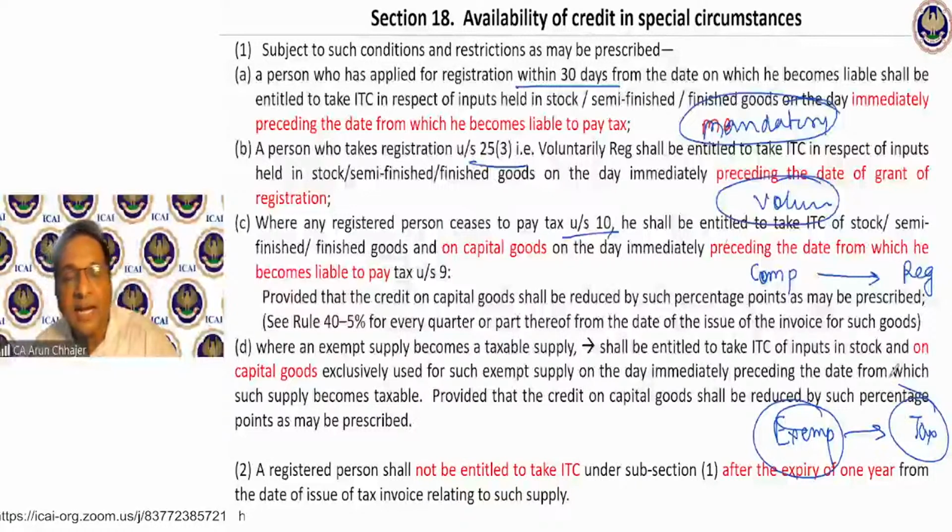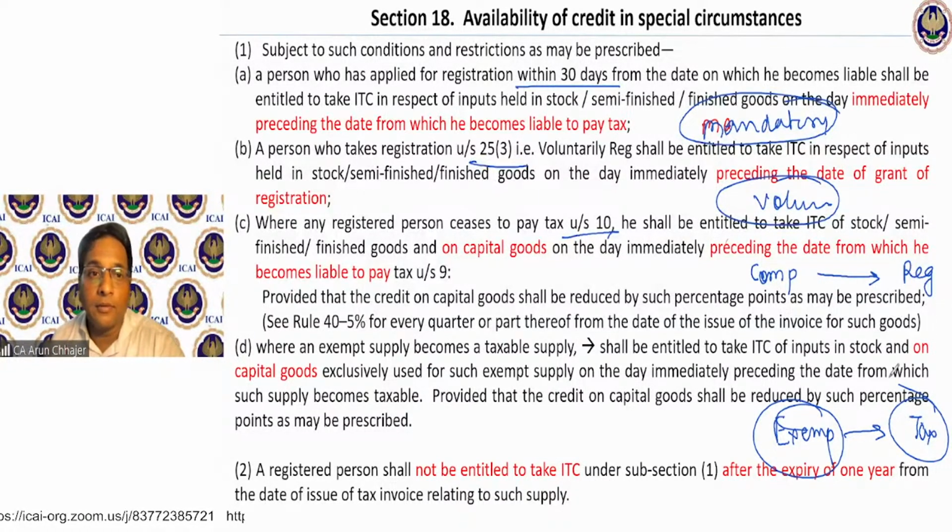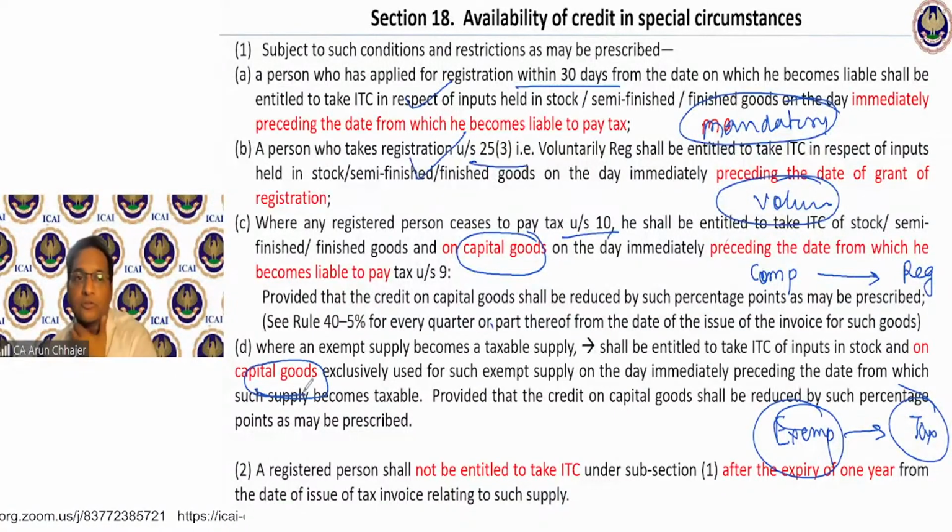I can take the ITC of the stock. No problem. You can take the ITC of the stock, semi-finished goods, finished goods. You can take the ITC on stock as well as ITC on the capital goods. Here also you can take the ITC of stock as well as ITC on the capital goods.